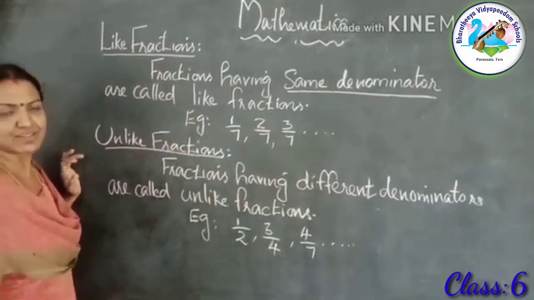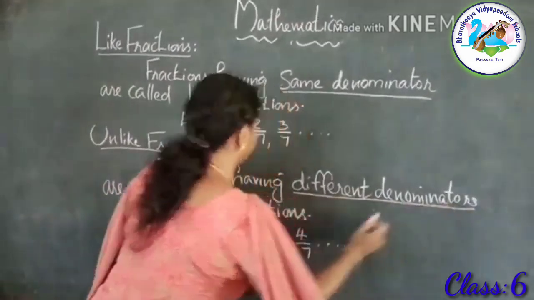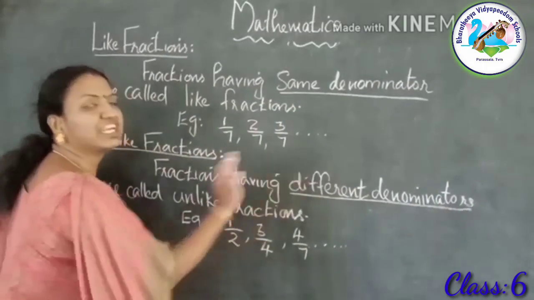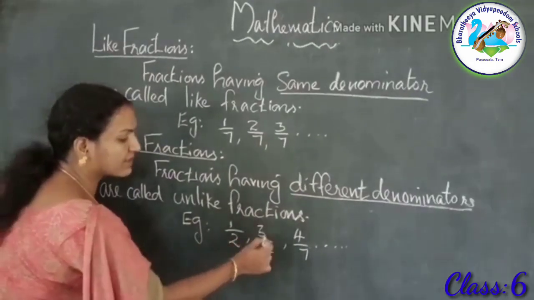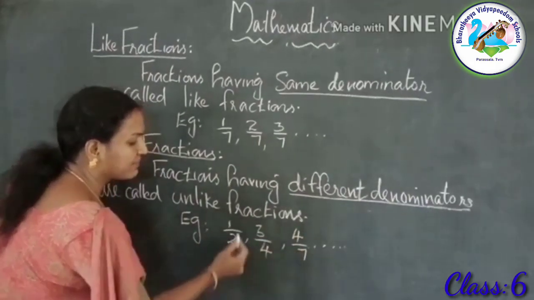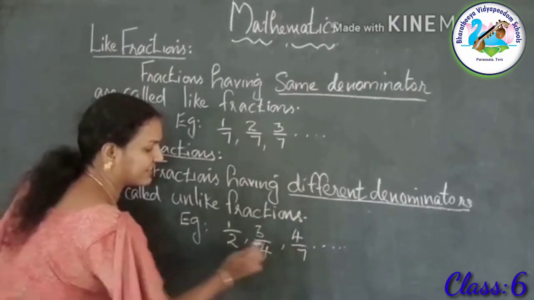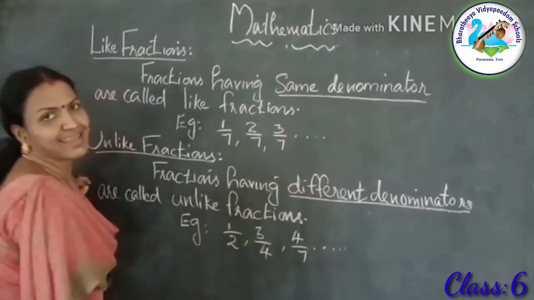Then, unlike fractions. Fractions having different denominators are called unlike fractions. For example, 1 by 2, 3 by 4, 4 by 7. Here the denominator of 1 by 2 is 2, here 4, here 7. They are different. So these fractions are unlike fractions.